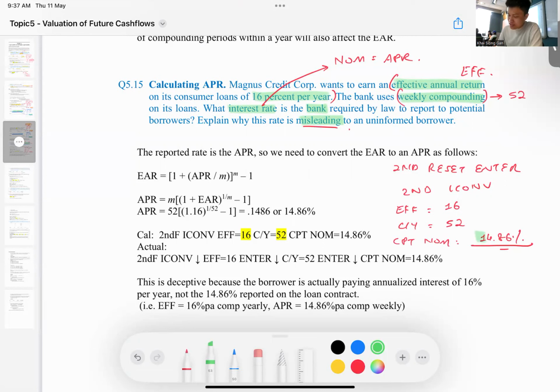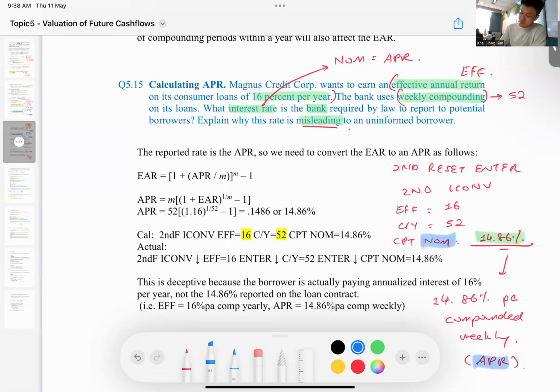So 14.86%, how do I write it? I can write it as 14.86% per annum compounded weekly. So this is my APR. Nominal rate is your APR. So whatever I write in red color is the one you need to write in your exam. As simple as that.